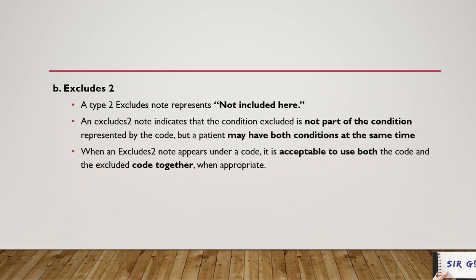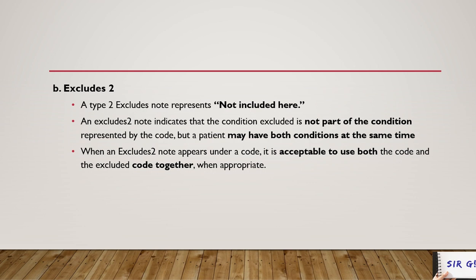Okay, your excludes 2 means there is a chance that you may code them together as long as that condition is available, or that condition happened at the same time. So when an excludes 2 note appears under a code, it is acceptable to use both the code and the excluded code together when appropriate. As long as the two conditions are present, you can code them together.